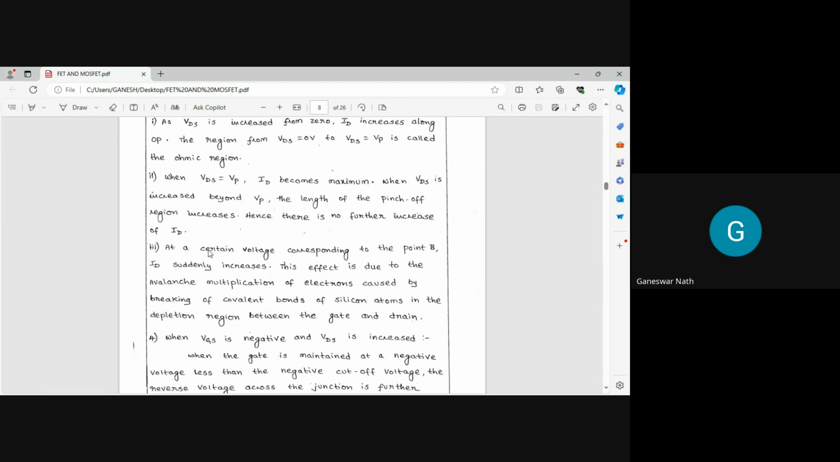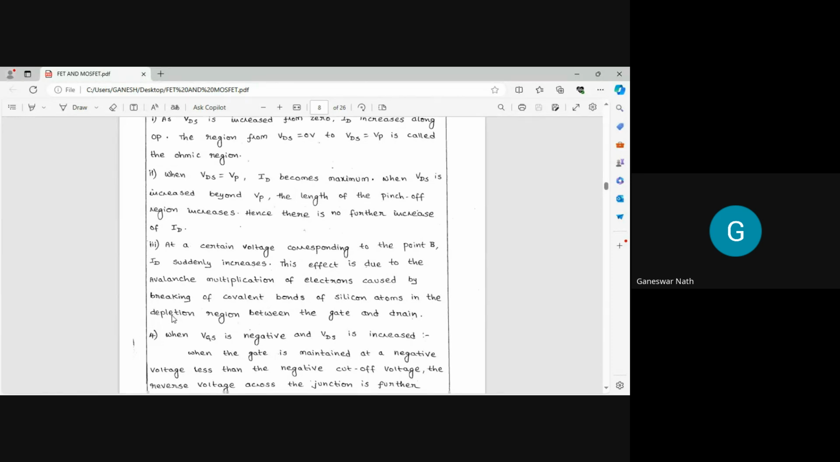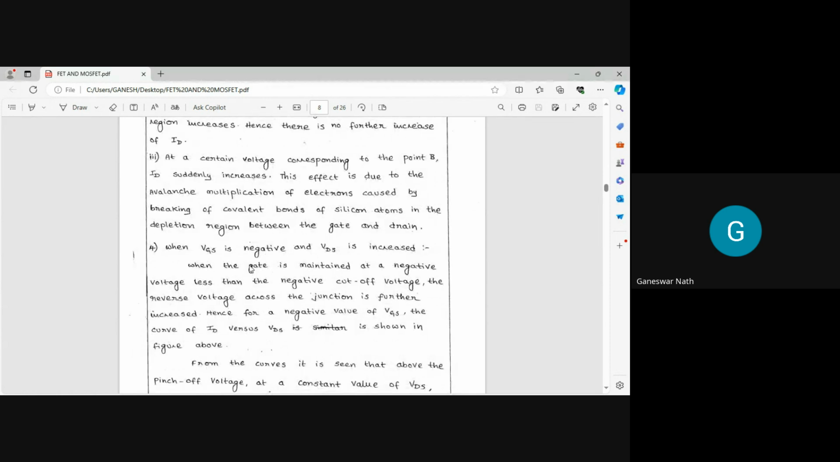Okay. So here you can find this effect is due to the avalanche multiplication of the electrons caused by the breaking of the covalent bonds of silicon atoms. So when VGS is negative, I told you three different cases: when it is less than 0, when it is equal to VP. And you can find when VG is negative, VDS is also increased here. Okay. So when the gate is simply maintained at a negative voltage less than that of the negative cutoff voltage. Okay.